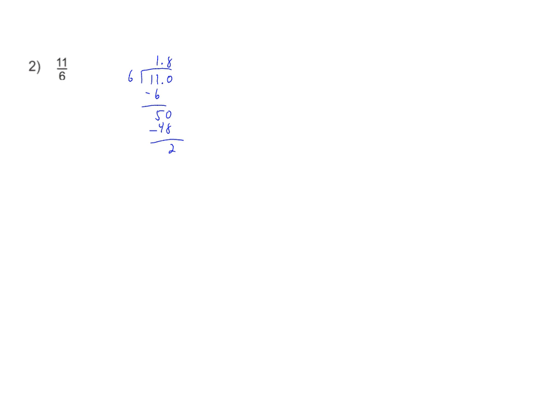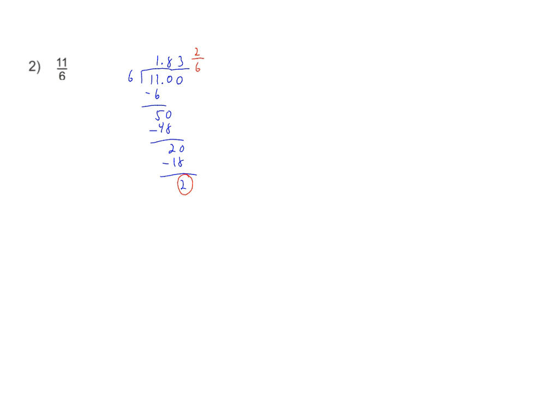I only have 1 decimal place so far, so I need another one, right? Bring down another 0. 6 goes into 20 3 times. 3 times 6 is 18. Okay, now I've gone 2 decimal places. I've got my remainder. And this is 2/6, which we know is 1/3, right?